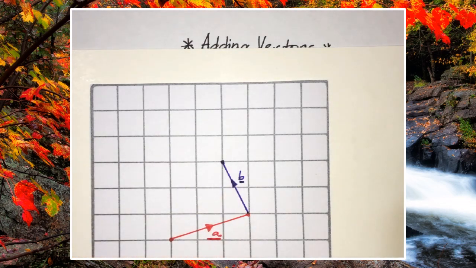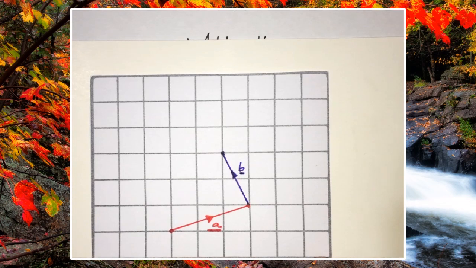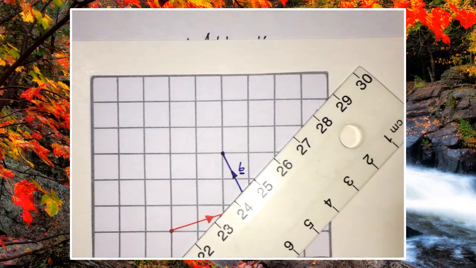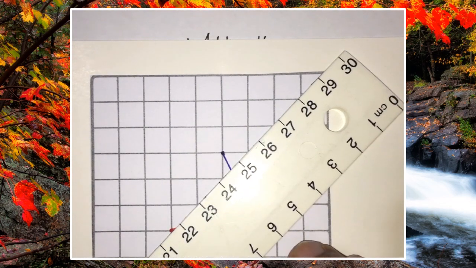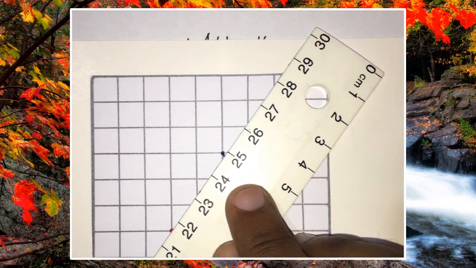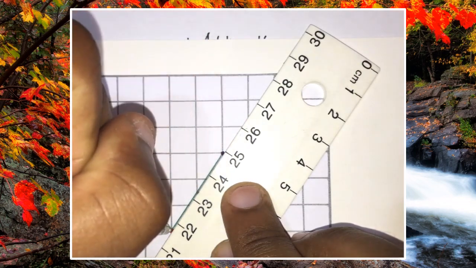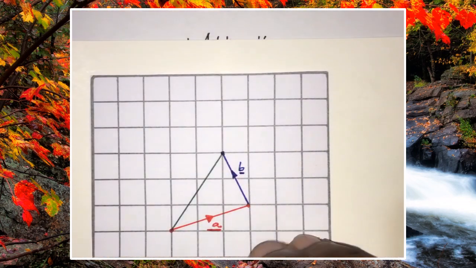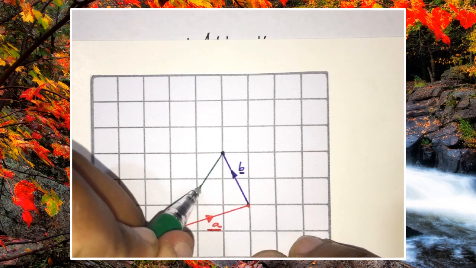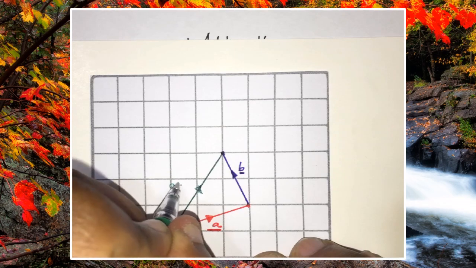So if we're going to find their sum, we need one vector to represent both of them. How do you think I'm going to put in that vector? Alright, let me show you. I'm going to use the ruler and I'm going to do this. So this vector would be A plus B.